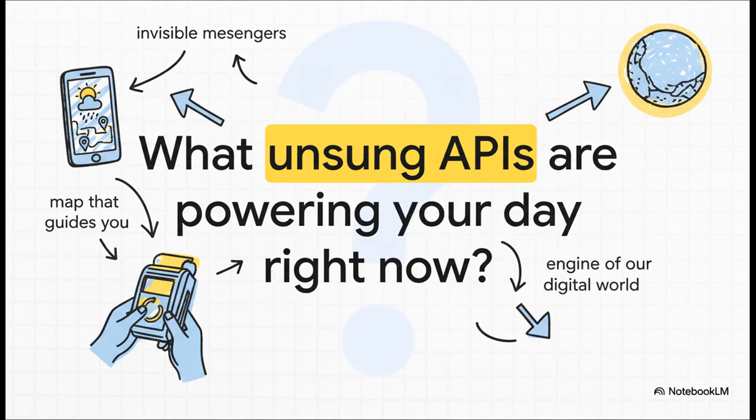From the weather app on your phone, to the map that guides you to a new restaurant, to the payment you make with just a tap, APIs are those invisible messengers making it all possible. They really are the true engine of our connected world. Which kind of makes you wonder, what unsung APIs are powering your day right now?